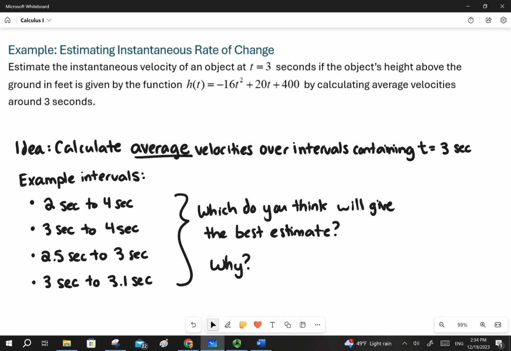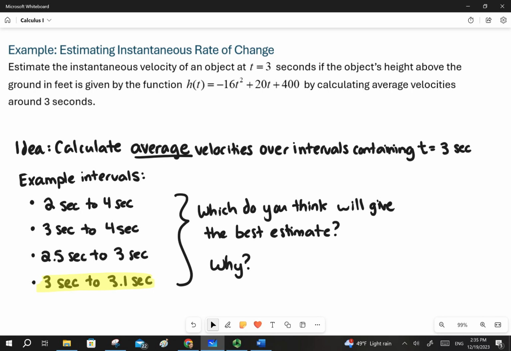The argument that we will use later when we define the derivative of a function, which directly calculates the instantaneous rate of change, is that the instantaneous rate of change is what you get when you find the average rate of change over shorter and shorter intervals and take that process to its logical conclusion where the length of the interval approaches 0. By this reasoning, the last example I gave, the average velocity from 3 seconds to 3.1 seconds, is probably the best estimate because it is over the shortest time interval, only 0.1 seconds.